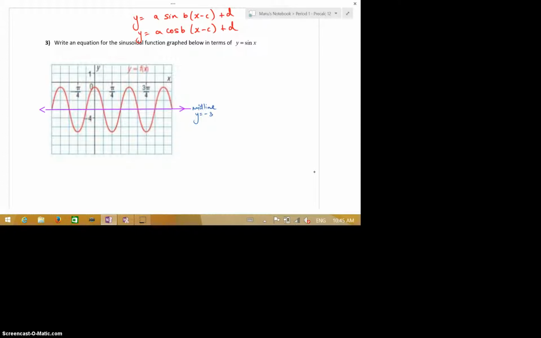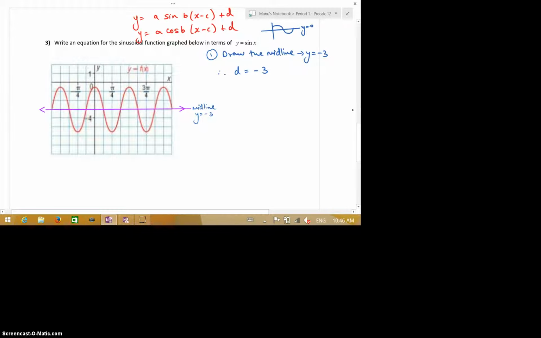It's telling you that the graph has moved down 3 units, because the midline is supposed to be at y equals 0. If you look at a normal sine function, a normal sine function will look like this, right? y equals 0 would be the midline. However, our midline is at y equals -3. So what this is telling us is that our vertical displacement d is -3. Right, so the first step that I did is I drew the midline. Therefore, we know that the d value is -3.